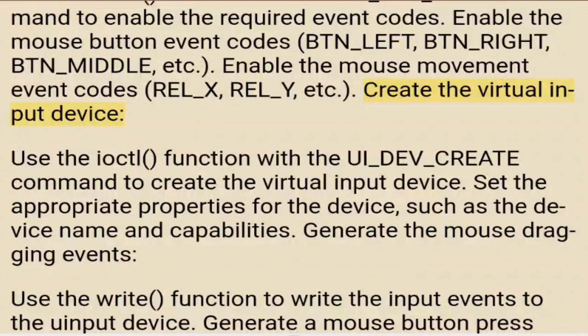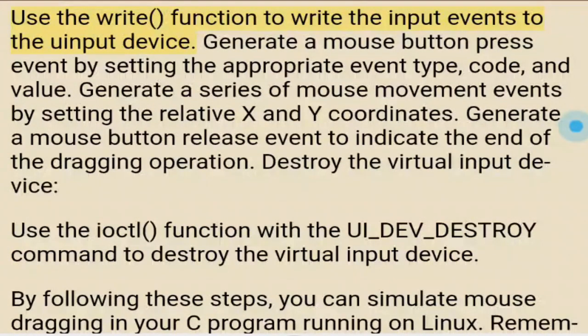Create the virtual input device. Use the ioctl function with the UI_DEV_CREATE command to create the virtual input device. Set the appropriate properties for the device, such as the device name and capabilities. Generate the mouse dragging events. Use the write function to write the input events to the uinput device. Generate a mouse button press event by setting the appropriate event type, code, and value. Generate a series of mouse movement events by setting the relative X and Y coordinates. Generate a mouse button release event to indicate the end of the dragging operation.